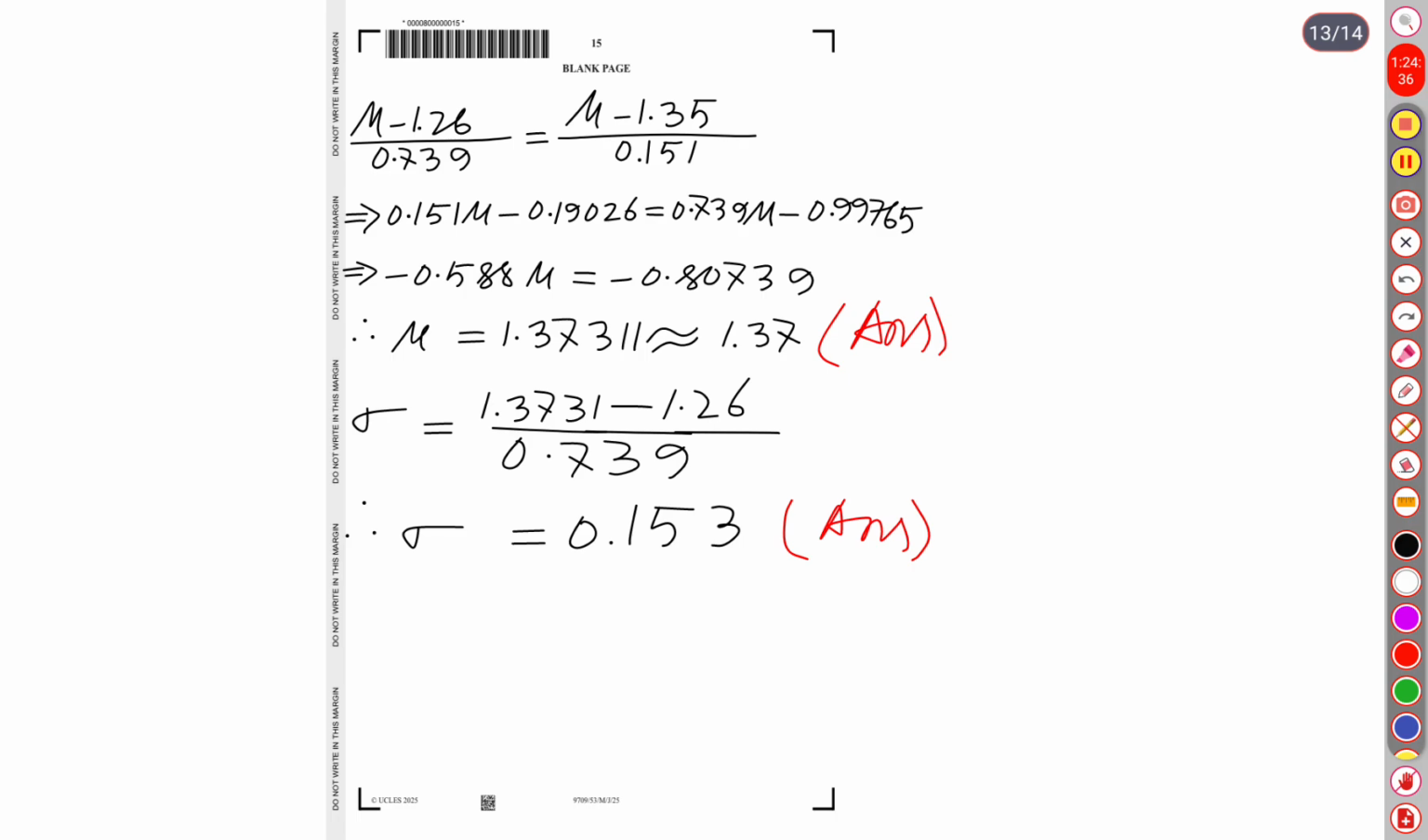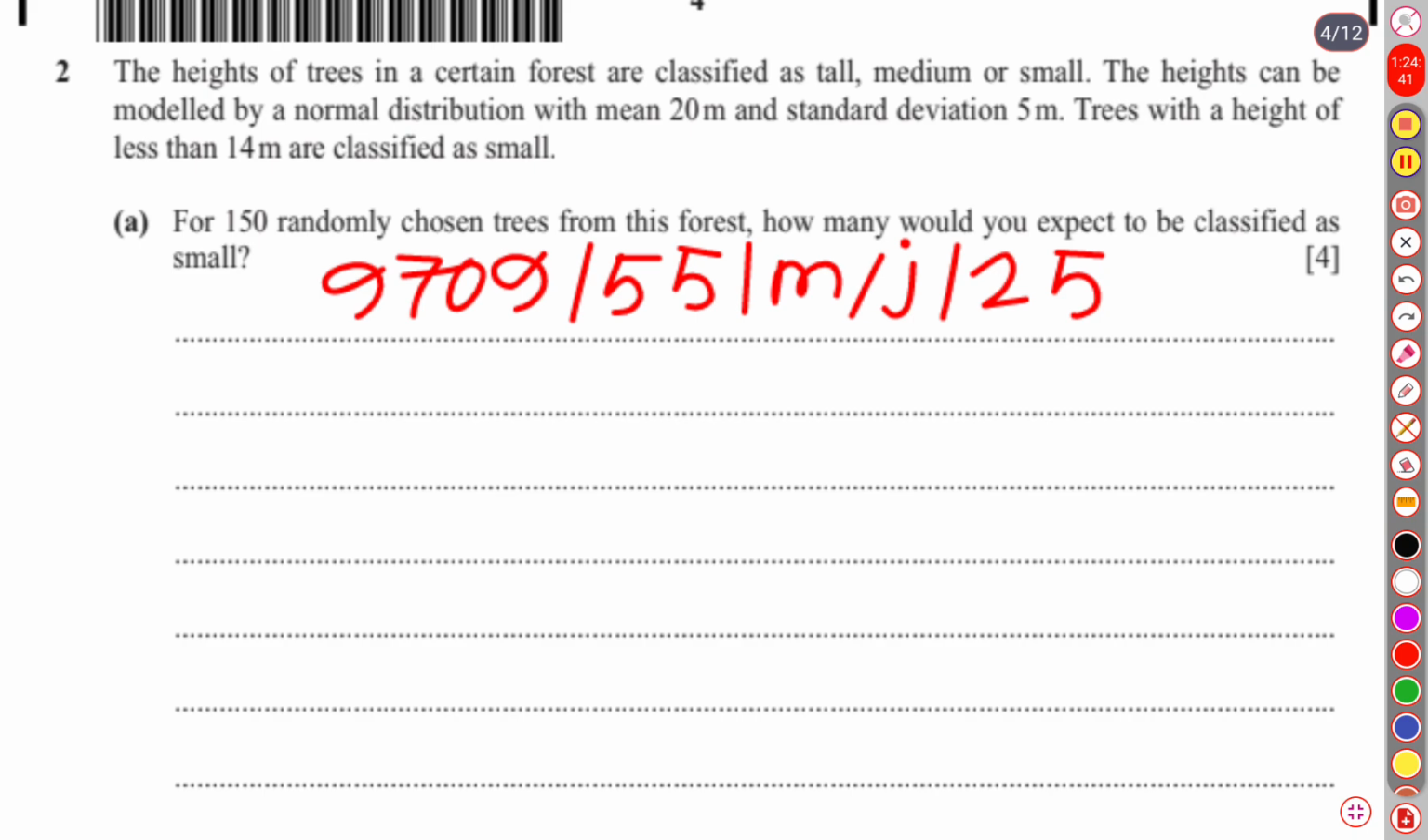Then let's move on to paper 55. The final question has been selected from paper 9709/55 for the session May June 25, and we are solving question number 2. It says the heights of trees in a certain forest are classified as tall, medium, or small. The heights can be modeled by a normal distribution with mean 20 meters and standard deviation 5 meters. Trees with a height of less than 14 meters are classified as small. For 150 randomly chosen trees from this forest, how many would you expect?